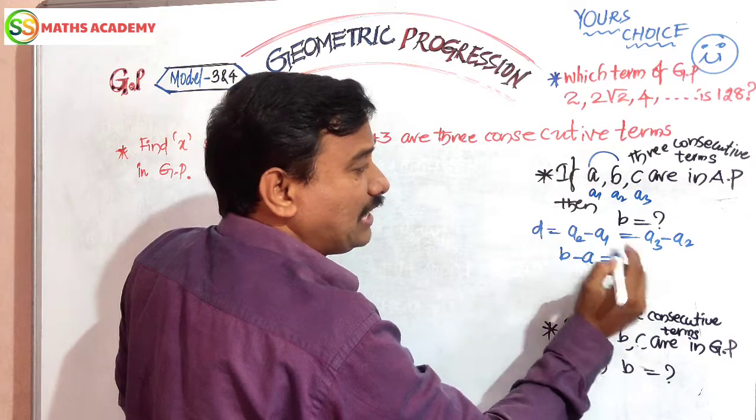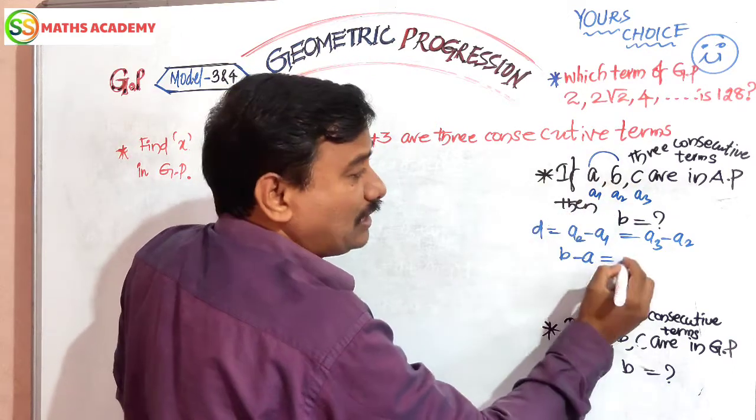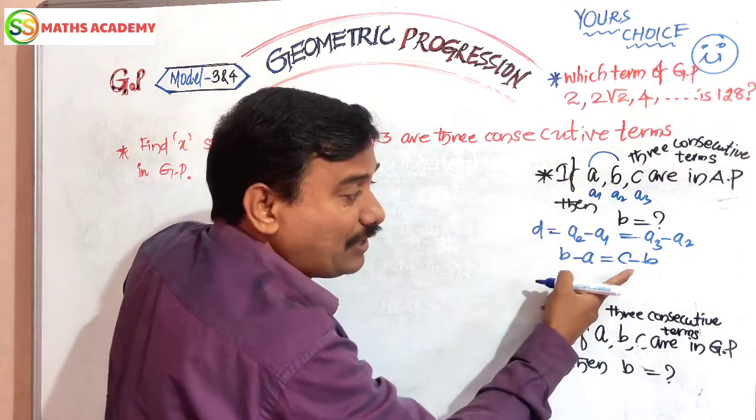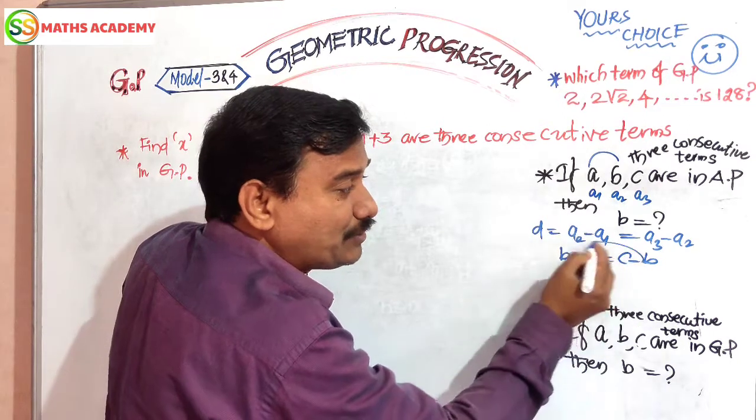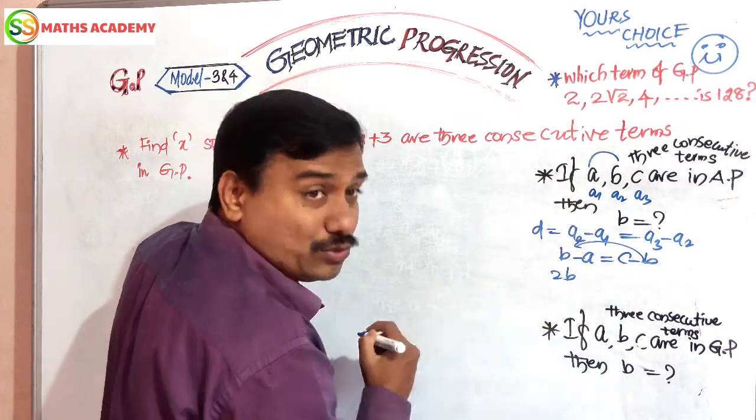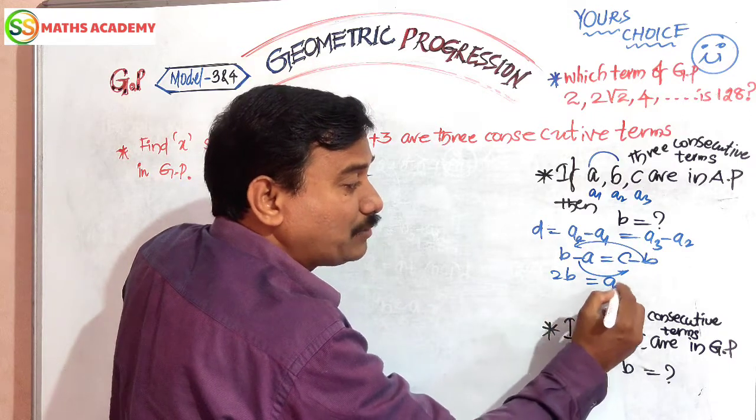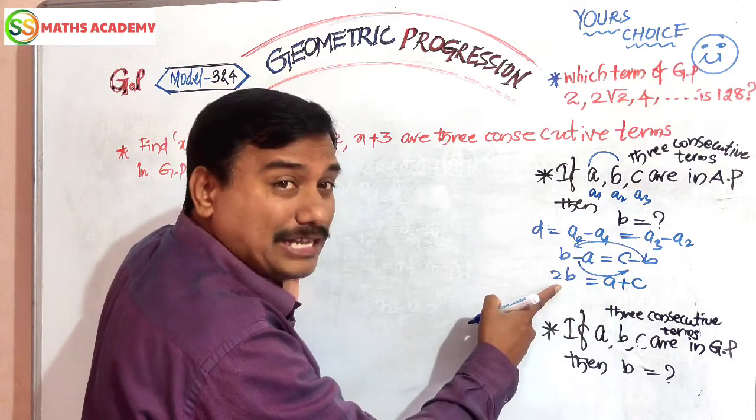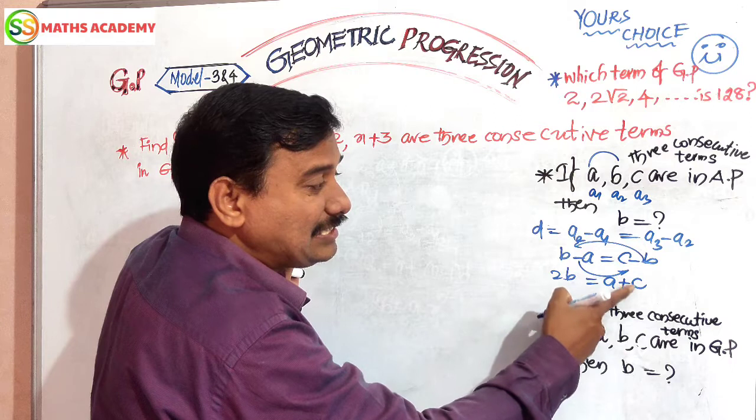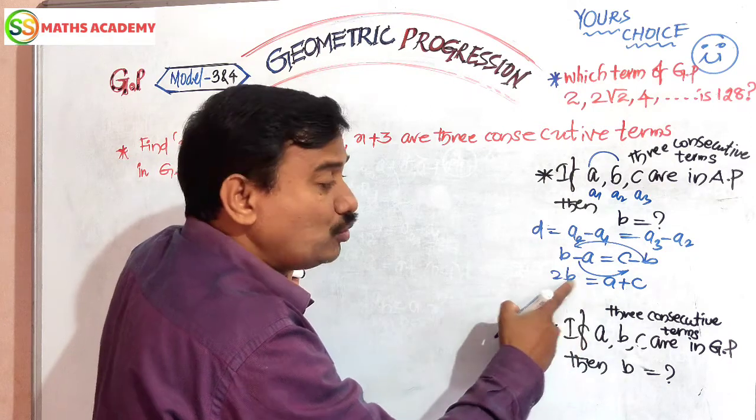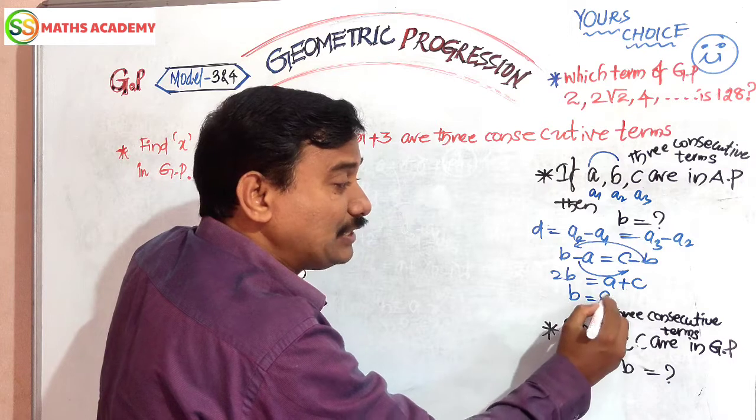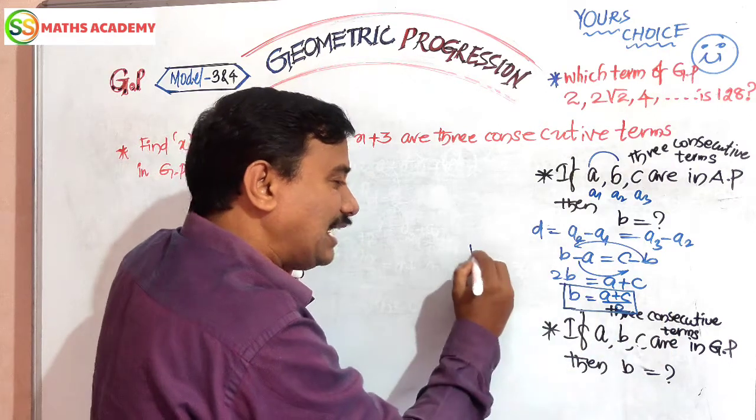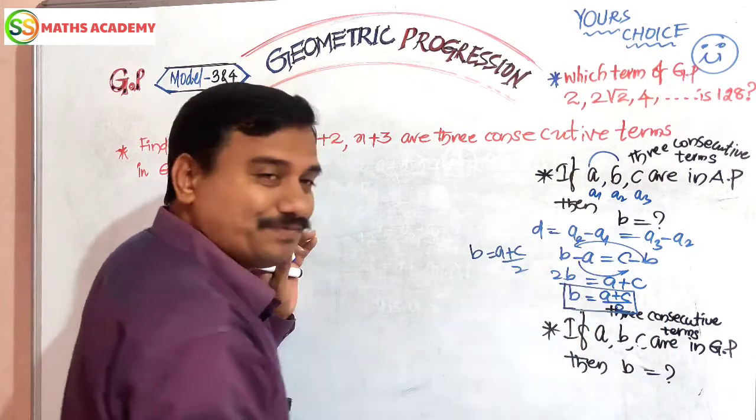A2 minus A1 is B minus A, and A3 minus A2 is nothing but C minus B. Now minus B transposed to the left side becomes plus B, B plus B is 2B. Minus A transposed to the right side becomes plus A. Here C remains as it is. So 2B equals A plus C. B equals A plus C by 2. Yes, B equals A plus C by 2.